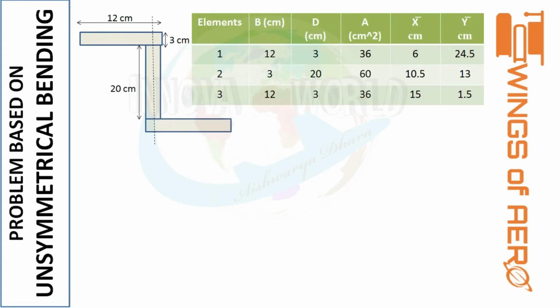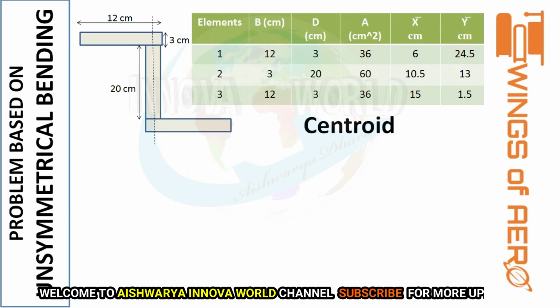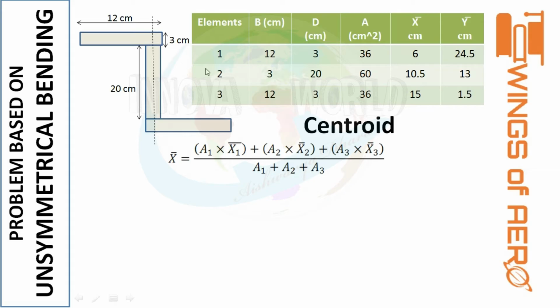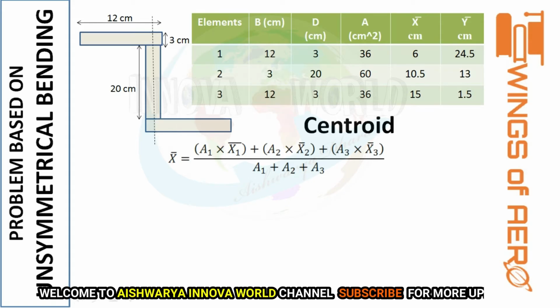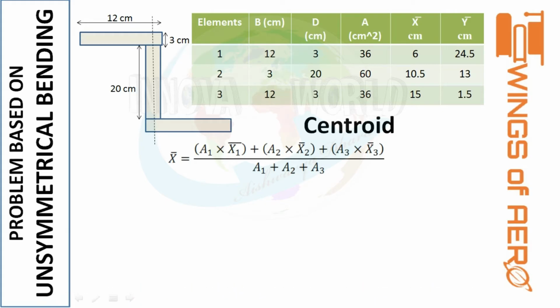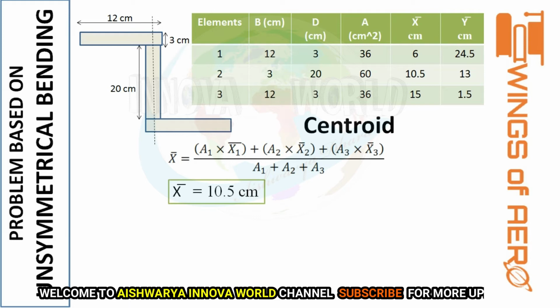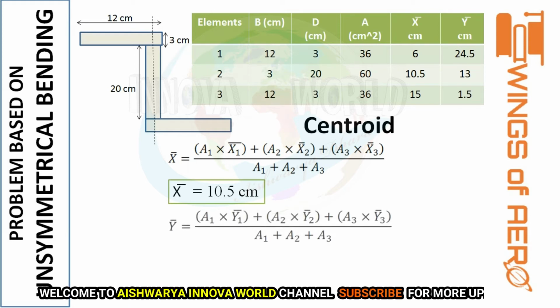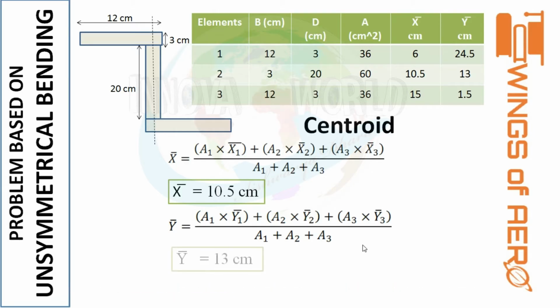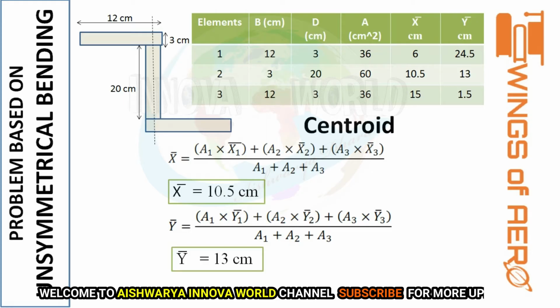Now recalling the formula of the centroid for X bar of the entire section. This is the formula as displayed on your screen. You have the individual values from the table. Apply the formula and you get X bar is 10.5 centimeter. Similarly, for Y bar you have a formula like this. When you substitute the values, we get Y bar equals 13 centimeter.